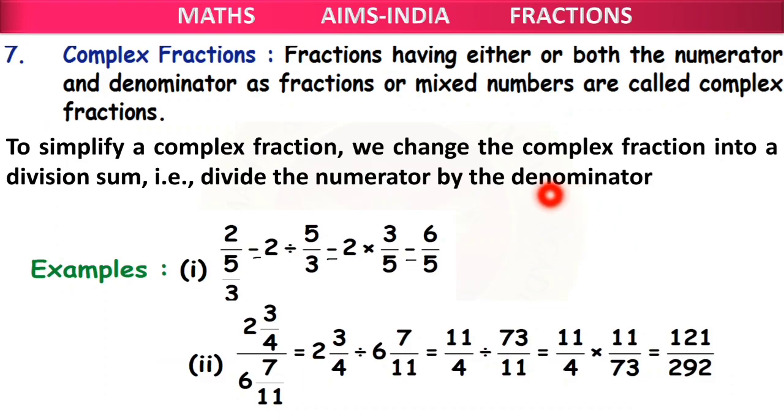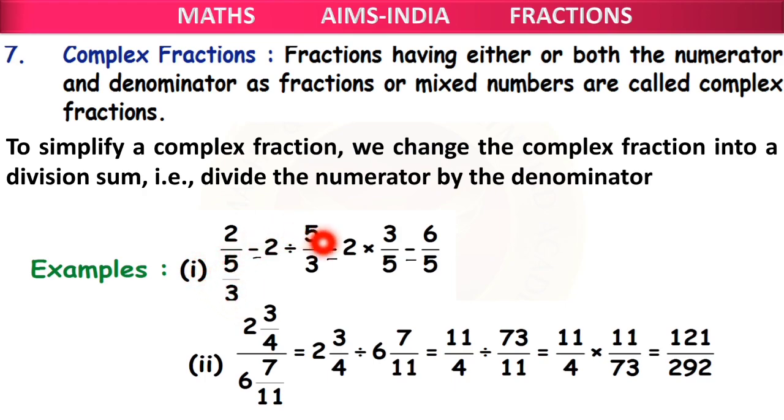Now we've learnt about different types of fractions, in which we were learning about complex fractions. Now what are these complex fractions? Fractions having either or both the numerator and denominator as fractions or mixed numbers are called complex fractions. Now look at this, 2 is the numerator divided by 5 by 3, which is our denominator here. Yes students, 2 is the numerator, 5 by 3 is the denominator. Now this is a complex fraction.